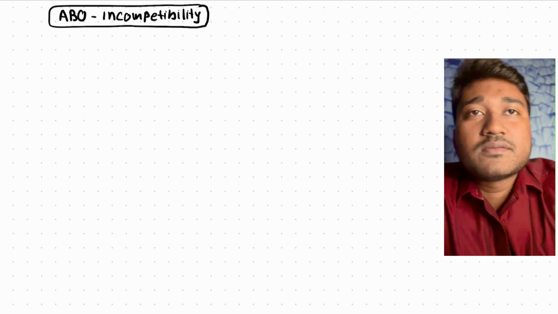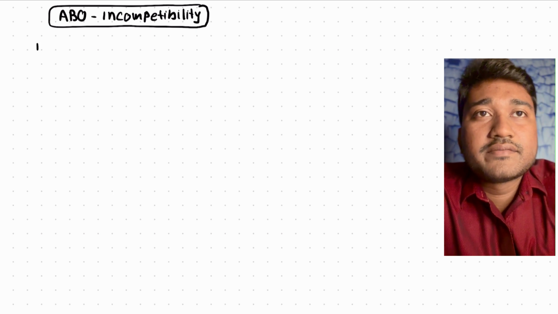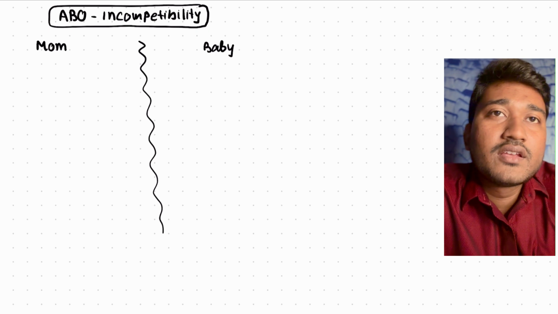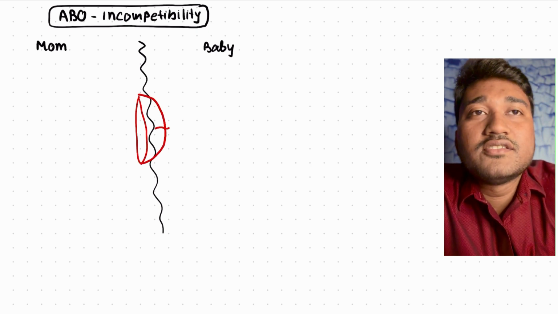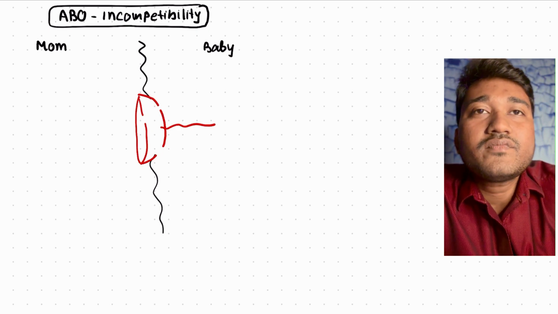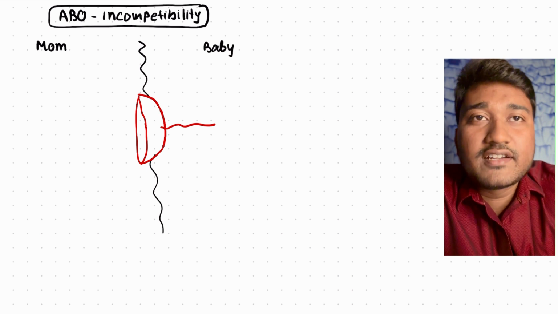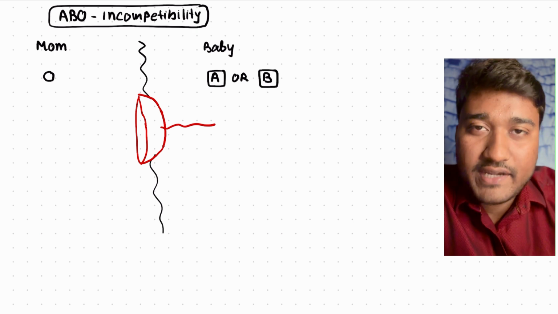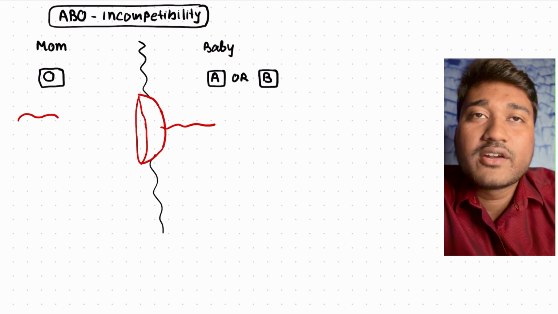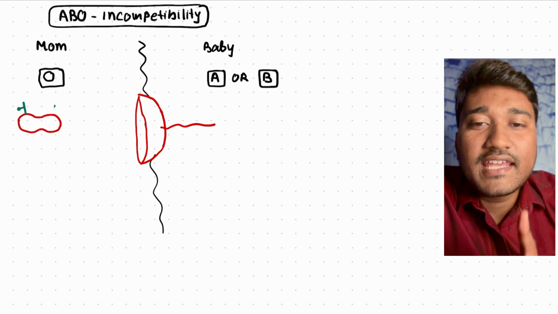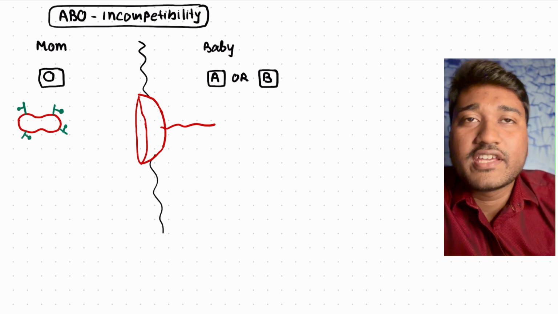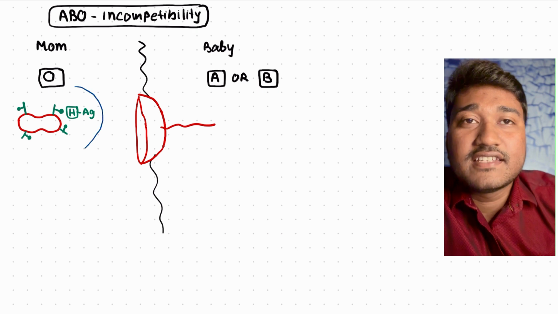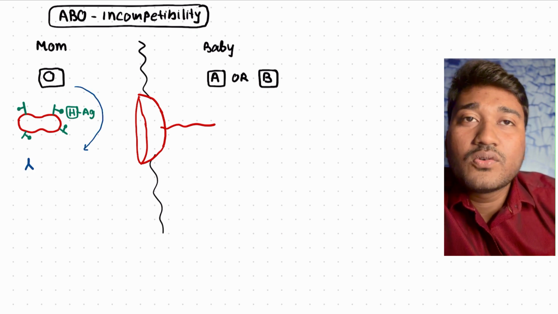Okay, now let's discuss a few causes, like ABO incompatibility, and how this causes pathological jaundice. Okay, so this is the mom's side and this is your baby's side, and in between we have the placenta. Okay, so for ABO incompatibility to happen, the mother should have O blood group and the baby should have either A or B blood group. Okay, in case of O blood group in the mother, look here, this is the RBC having only H antigen, no A antigen, no B antigen, only H antigen.